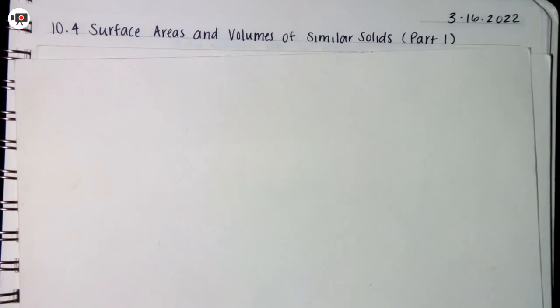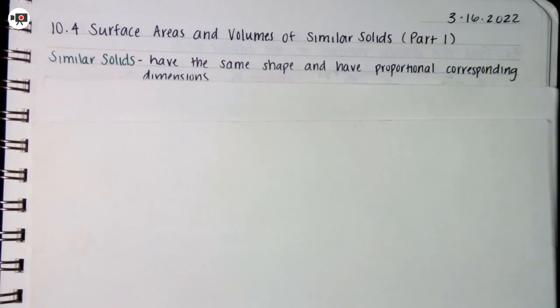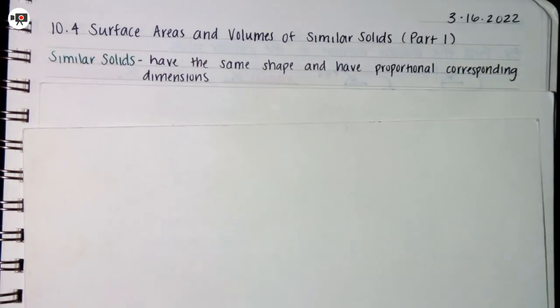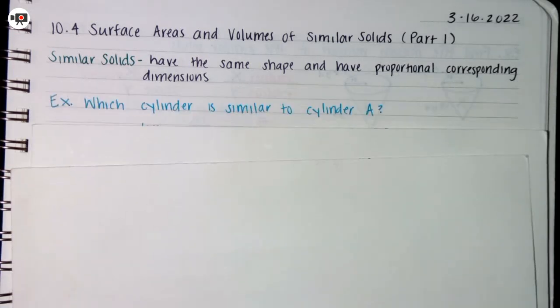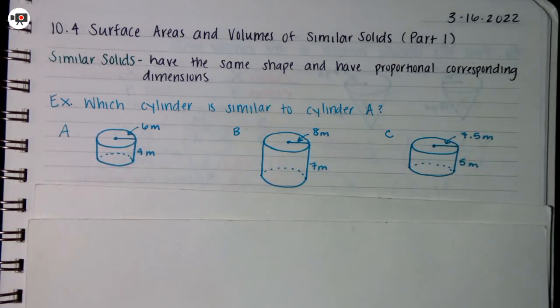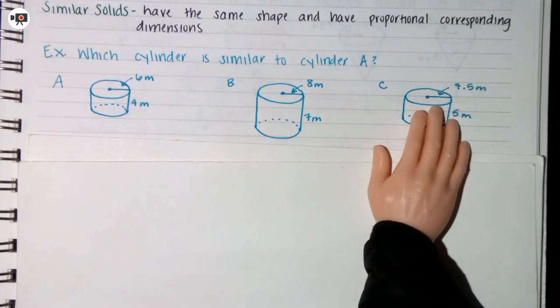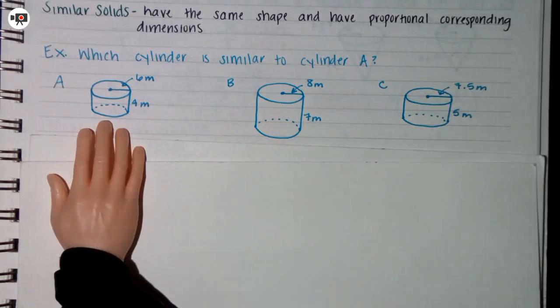This is 10.4, surface area and volumes of similar solids. Similar solids have the same shape and proportional corresponding dimensions. That means heights are proportional, radiuses are proportional, other side dimensions like that. So we're going to determine which cylinder is similar to cylinder A. We're going to see which, B or C, is proportional to A.